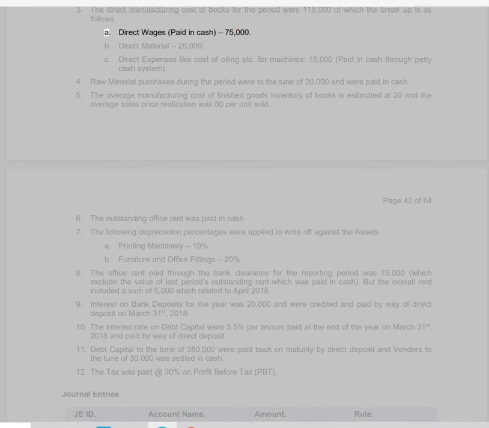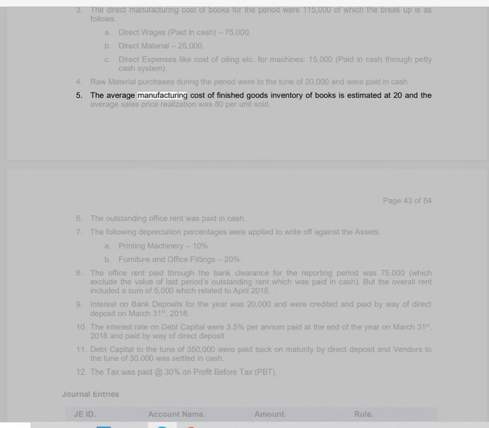3. The direct manufacturing cost of books for the period were 115,000, of which the breakup is as follows. A. Direct wages, paid in cash, 75,000. B. Direct material, 25,000. C. Direct expenses like cost of oiling etc. for machines, 15,000, paid in cash through petty cash system. 4. Raw material purchases during the period were to the tune of 20,000 and were paid in cash.